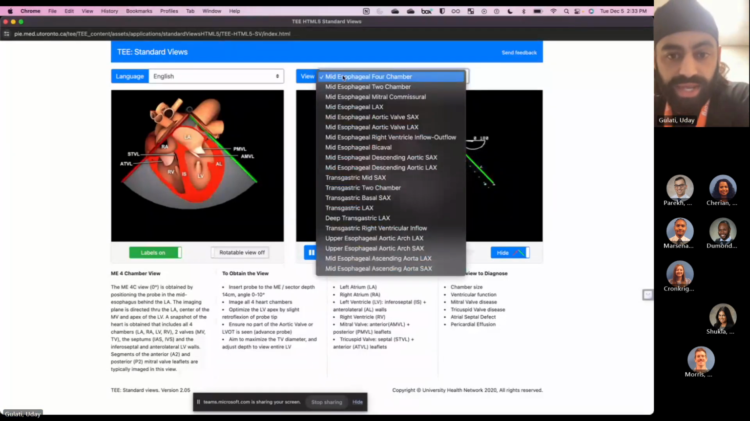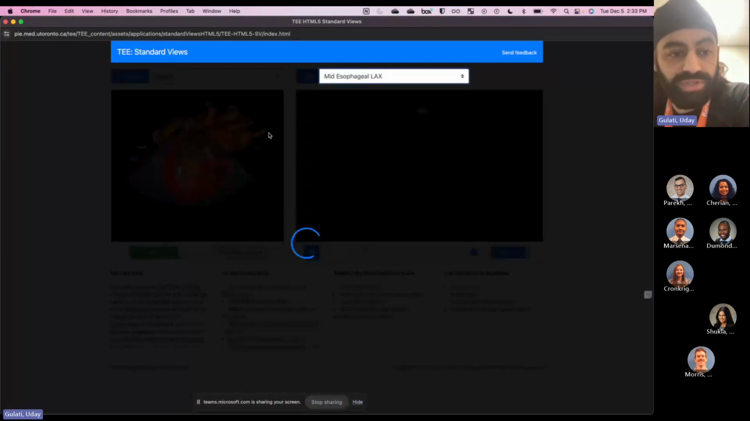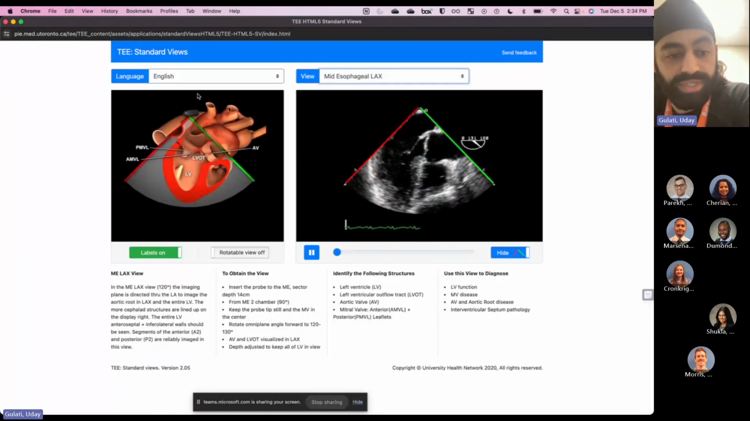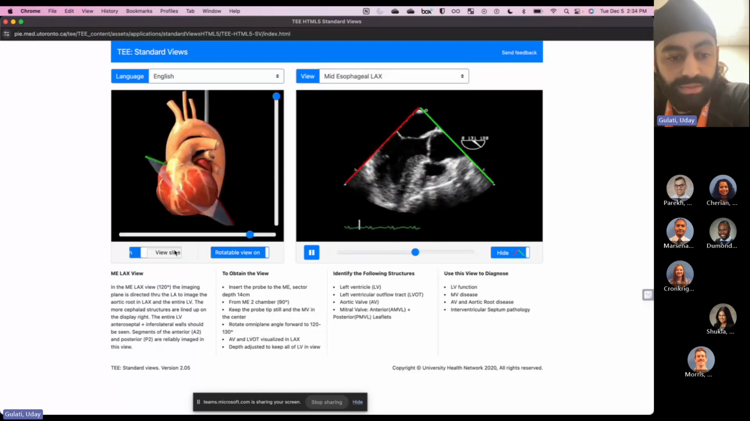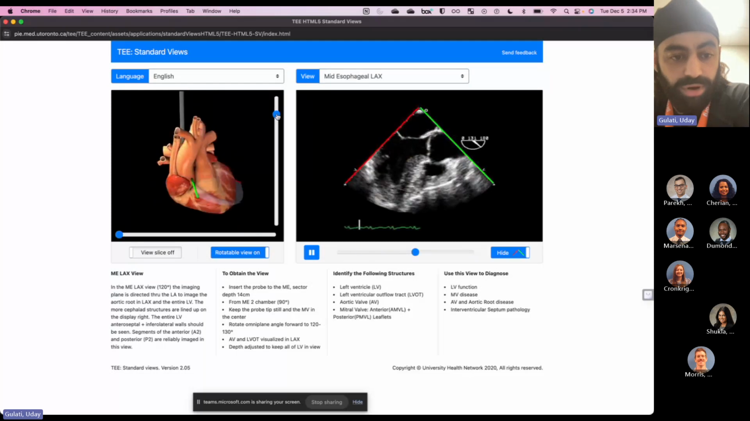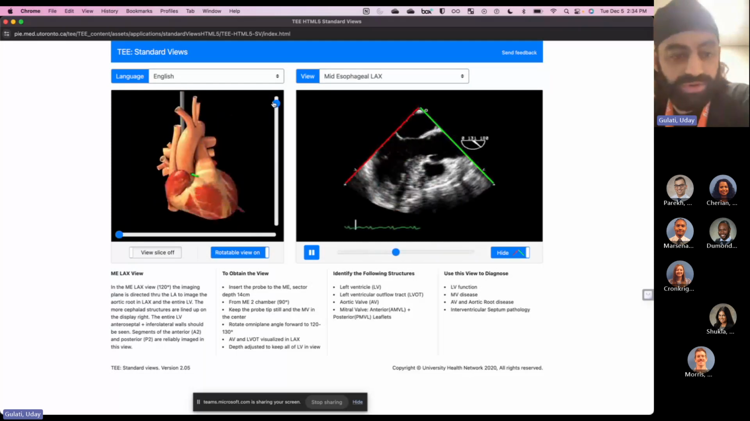Awesome. So the second one of the 4 views that you should know is the mid-esophageal long axis view. This is equivalent to your parasternal long. And so once again, you're looking at it from behind. As you advance, you're at that 14 centimeter mark, right? You don't have to advance any further.